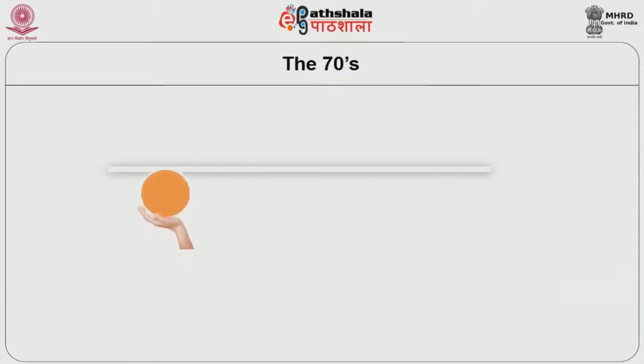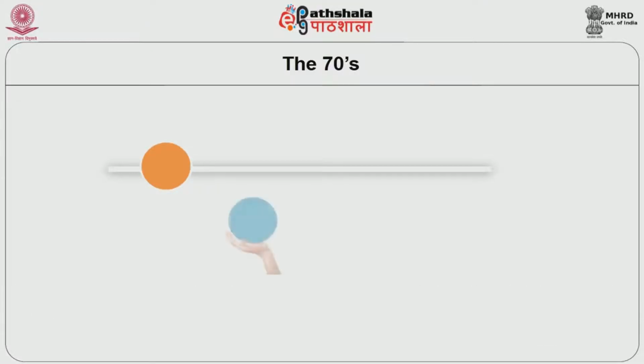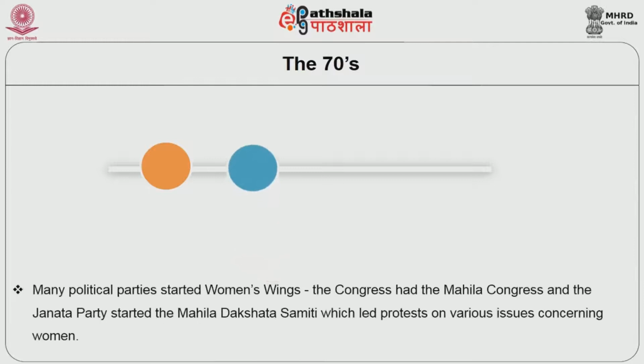After 1975, the women's movement saw the need to organize itself effectively and also began taking its cue from mass interest in popular politics. The mid-70s saw many middle-class educated women attempting to analyze women's oppression as well as resorting to radical politics. Many political parties started women's wings. Congress had the Mahila Congress, Janata Party had Mahila Dakshata Samiti, which led protests on various issues concerning women.